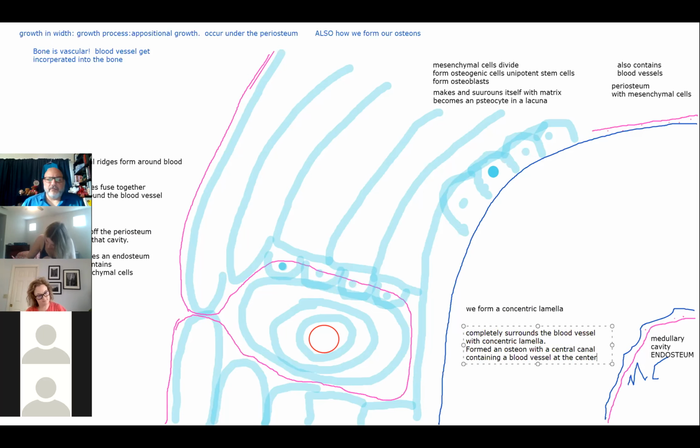So notice, by incorporating the blood vessels, we form our osteons, we form our compact bone. So not only are we making the bone wider in width, but we are also forming our compact bone. We are also forming our osteons.